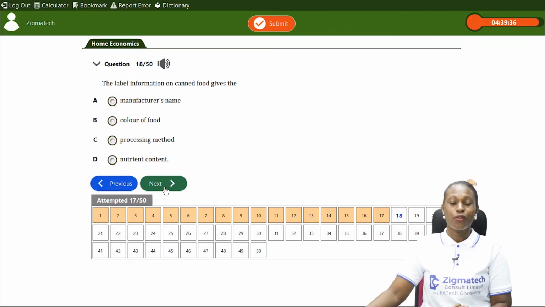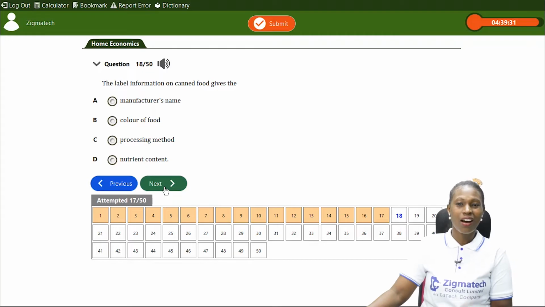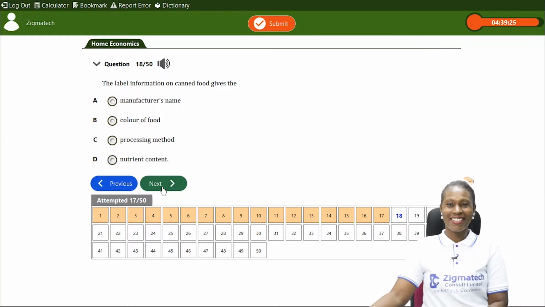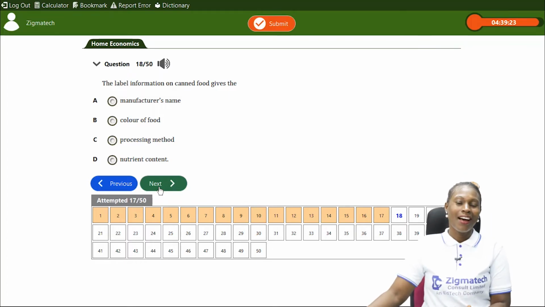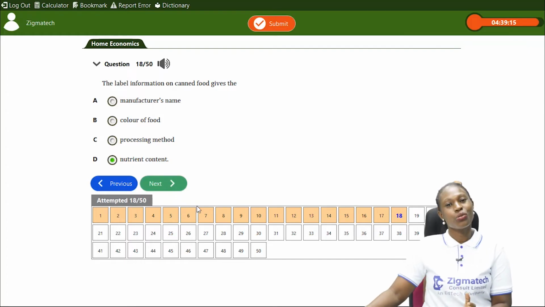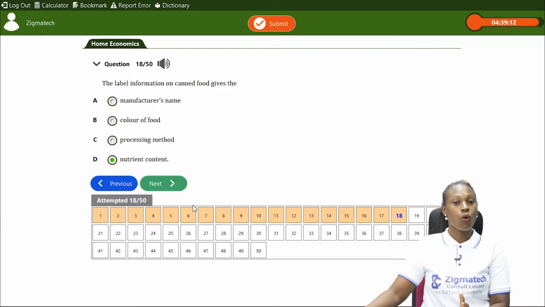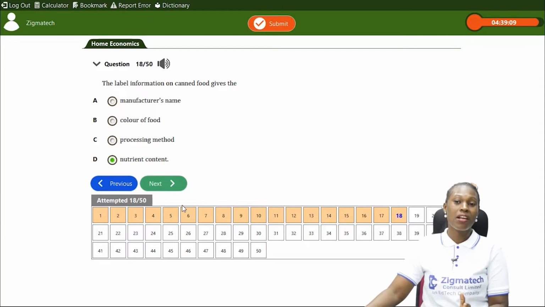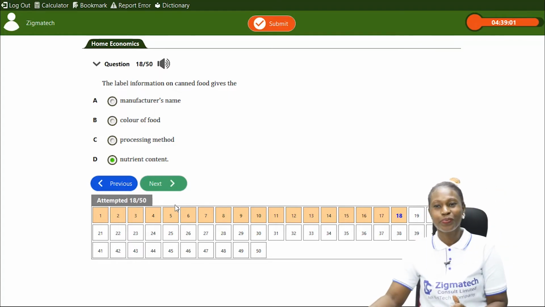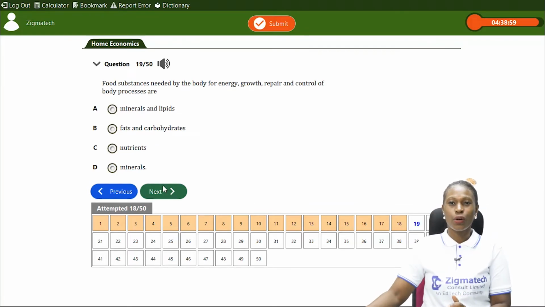The label information on canned food gives the manufacturer's name, color of food, processing method, nutrient content. Now, what does the label information on a canned food do? Of course, they give us the nutrient content. You know, you tend to look at the food composition, what they are all about before you buy them. So the label information helps us to know the nutrient content in the food that we are consuming or about to consume. Let's look at the next one.